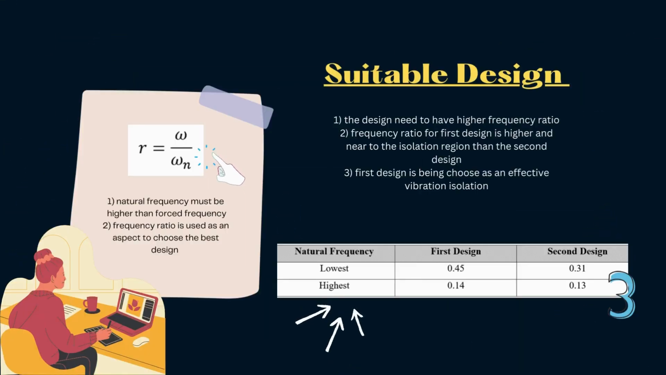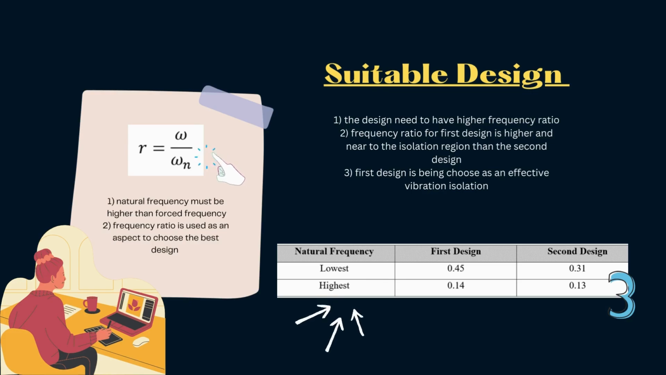To find a suitable design for the isolator, there are a few factors that need to be considered. The first one is natural frequency. The formula for natural frequency involves the frequency ratio and forced frequency. From the formula, the natural frequency must be higher than the forced frequency. However, since both designs have higher natural frequency than the forced frequency, the frequency ratio is used as an aspect to choose the best design. It is preferable for the design to have a higher frequency ratio. However, the frequency ratio must be near and not exceed the isolation region.